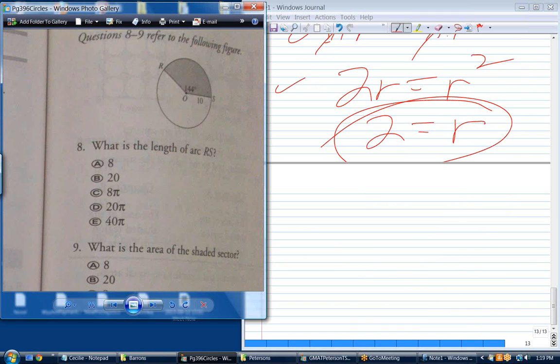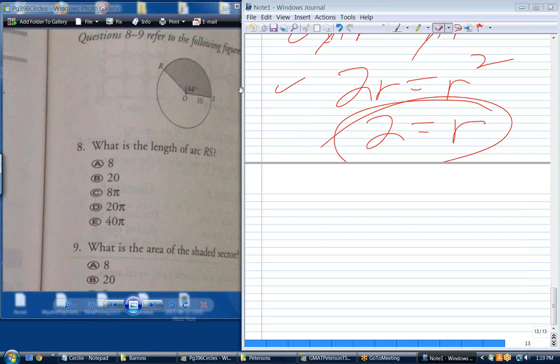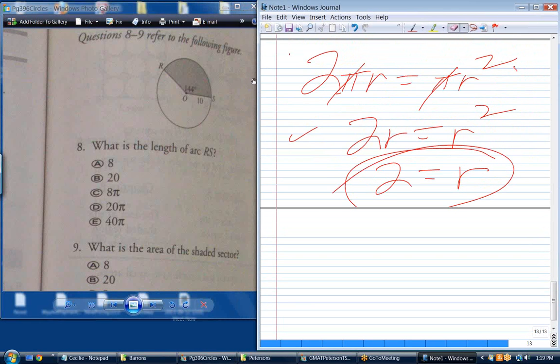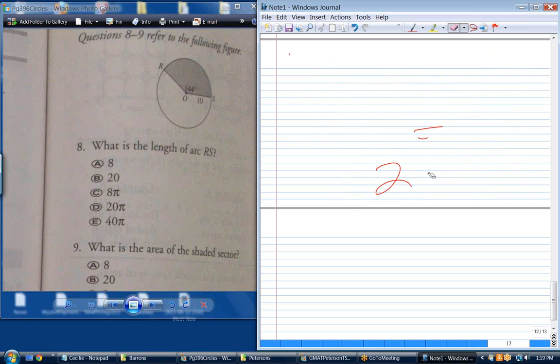Okay, this is a more typical problem that I thought we were dealing with before. They want the length of this arc. Well, this is really a circumference problem. What I wrote down is 144 divided by 360 times 2 pi r, times the circumference, which in this case is 20 pi. That's 2 pi r.